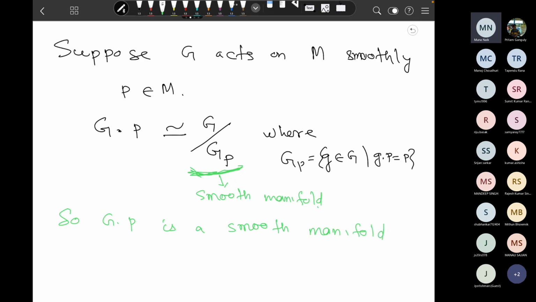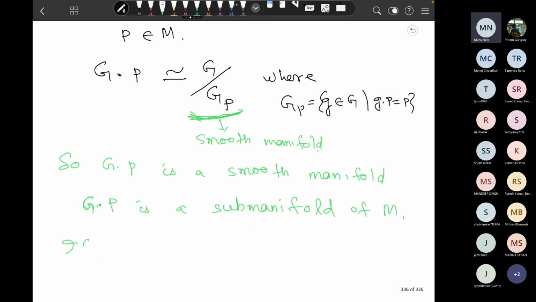Now the theorem says that G dot p is a smooth manifold, and by definition, since you are borrowing the smooth structure from G mod G_p to G dot p, G dot p is diffeomorphic to G mod G_p. The theorem says that G dot p, which is a subset of M, is really a submanifold of M. And if G is compact, or G mod G_p is compact, then G dot p is an embedded submanifold.